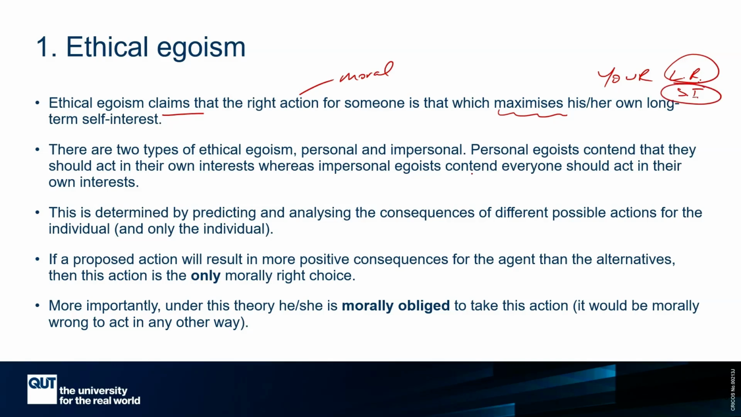Now, if you really want to get detailed, we don't need to get this detailed in understanding, but even within ethical egoism, there's two kinds. A personal egoist contends you should act in your own interests, whereas impersonal egoists, which is a more philosophical position, believes that everyone should act in their own interests. Now, the fundamental idea here is that if everyone acts in their own interest, everyone will be better off.